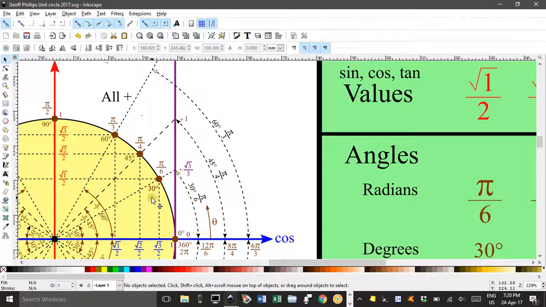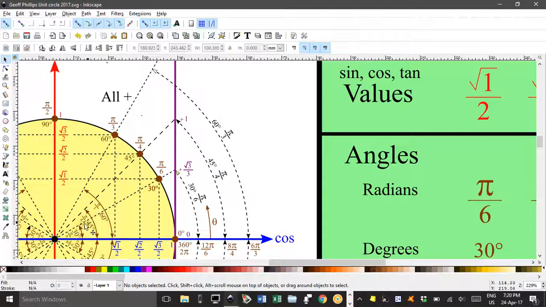Now, really, once you understand one quadrant, the other three quadrants are all very, very similar. For example, 30 degrees, you can see there's 30 degrees marked here. We measure from the blue axis, as indicated by this brown arrow, counterclockwise.